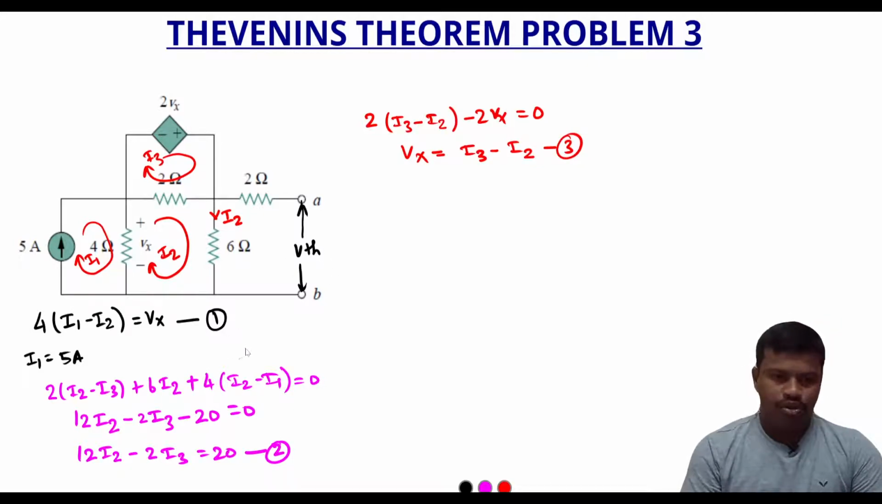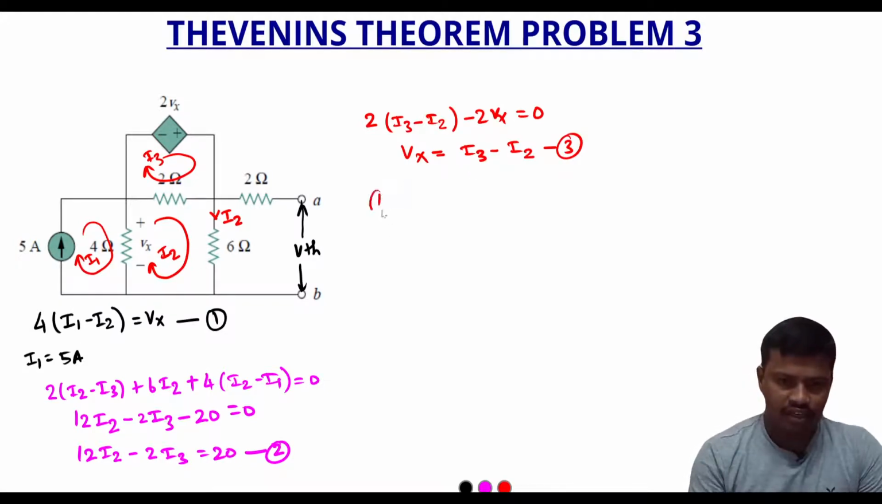Now I want to find out the value of current I2. To find out the value of current I2, we need to find out the value of I3 in terms of I2. For that, we can equate equation 1 and equation 3. So the equation 1 is 4 into I1 minus I2. So I can write 4I1 minus 4I2 is equal to I3 minus I2.